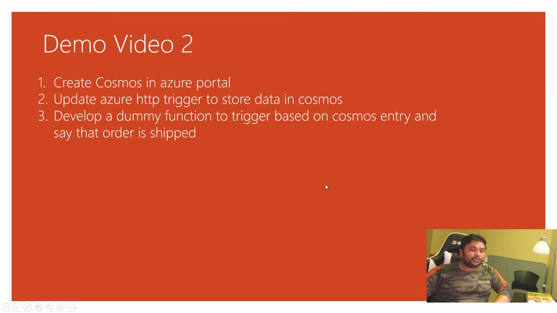Then in video number 2, we will create Cosmos DB in the Azure Portal. Then we will update our Azure HTTP trigger to store data in Cosmos. Then we are going to develop a dummy function to trigger based on Cosmos, right? We are going to use a Cosmos trigger so that we will say that the order is processed and shipped.